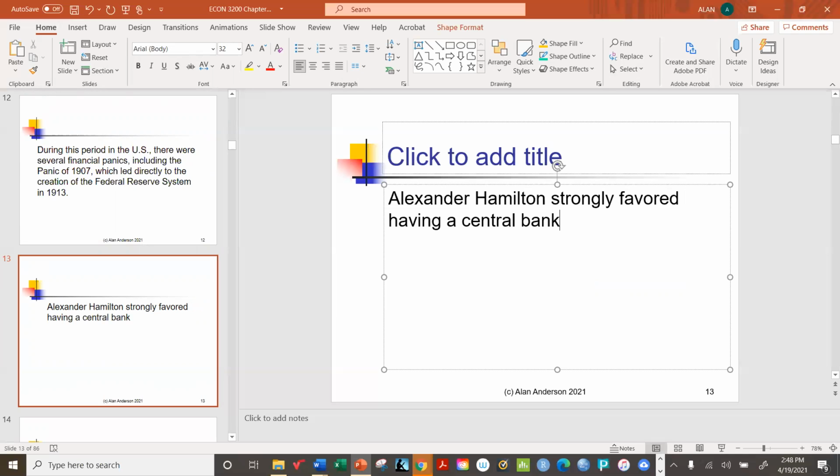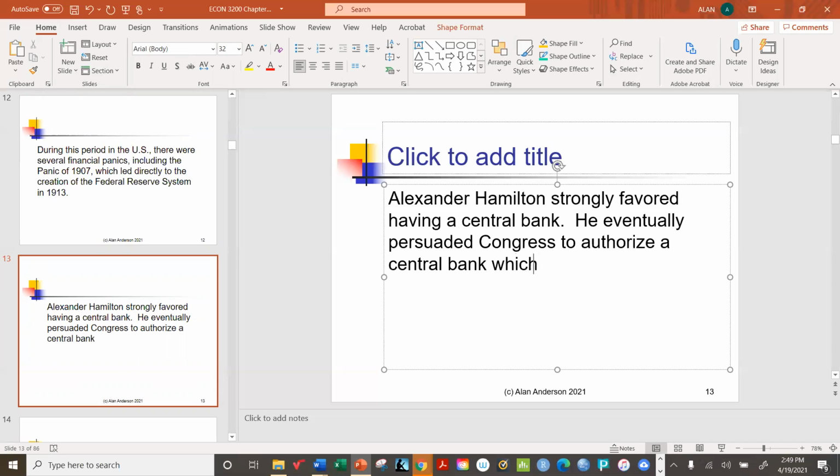At the time, when the U.S. won its independence, it was a relatively small country, not very powerful financially or militarily. And so Hamilton thought the best way to become a major world power, among other things, was to have a central bank. He eventually persuaded Congress to authorize a central bank, which was called the First Bank of the United States.